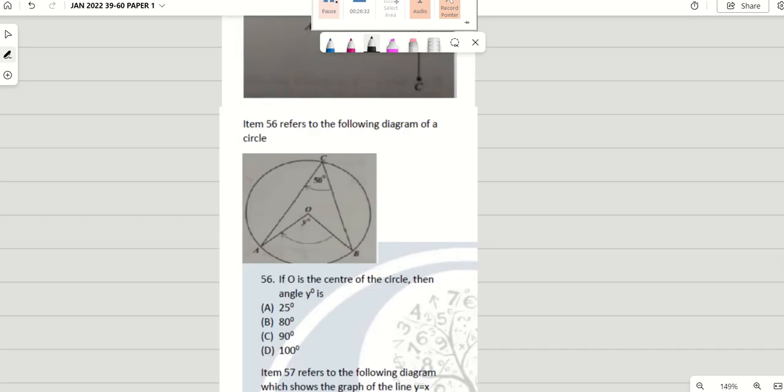Now, item 56 refers to the following diagram of a circle. If O is the center of the circle and angle Y is basically 2 times the angle on top here. So it would be 2 times, what is the angle on top here? 50. And that is just a fact, right? If you see a shape like this, the angle at the bottom here, which is Y, is twice the angle on top here. So that's 2 by 50. So the answer would be D, which is 100.